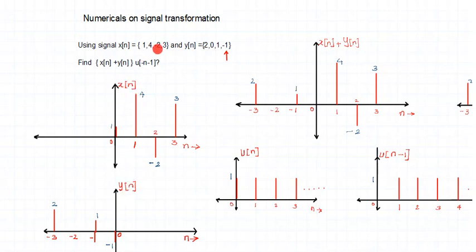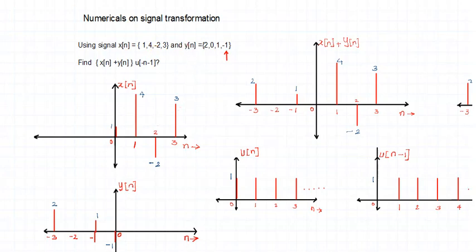So let us understand x[n]. So there is no arrow. It indicates that the first sample should appear at the 0th time instant. Right? So at 0, the magnitude is 1. Then the next time instant is 1. At 1, the next sample appears, whose magnitude is 4. At the next time instant 2, the third sample appears, whose magnitude is -2. At the next time instant 3, the last sample appears, whose magnitude is 3. So this way we have sketched the signal x[n].